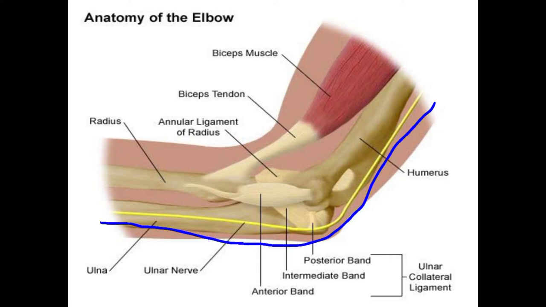Now it goes behind the medial epicondyle. So a trauma on the medial epicondyle can easily cause damage to the ulnar nerve. Yeah, to the next question now.